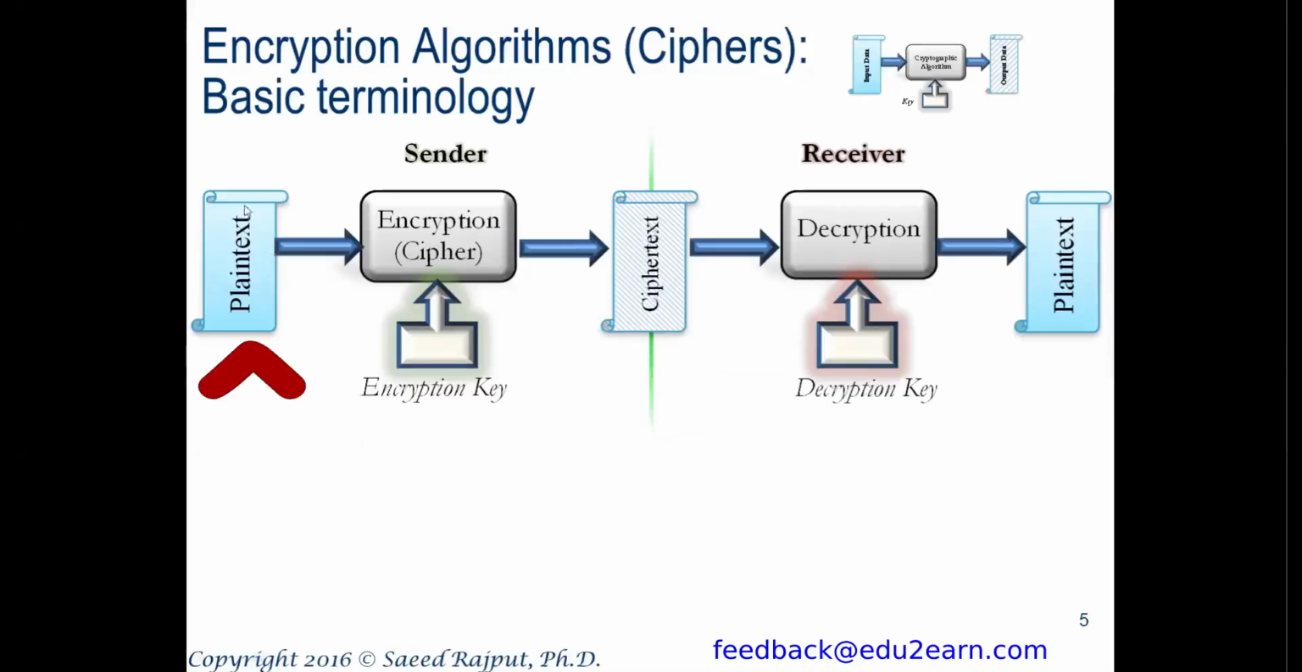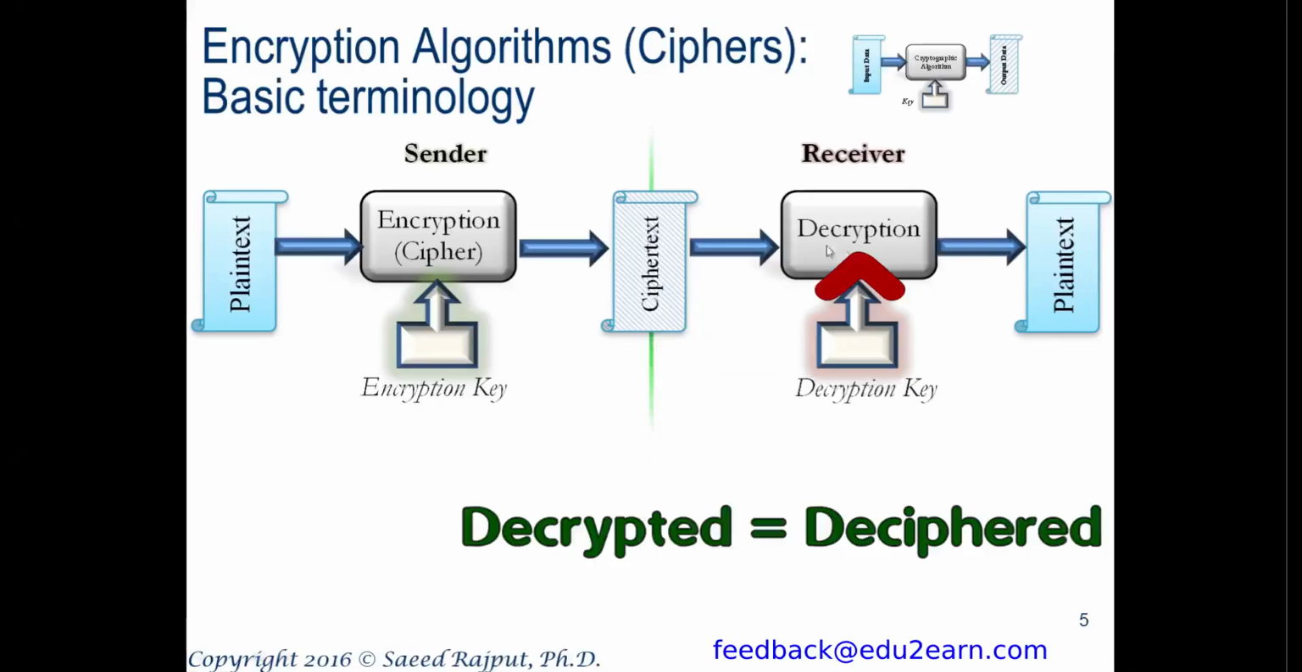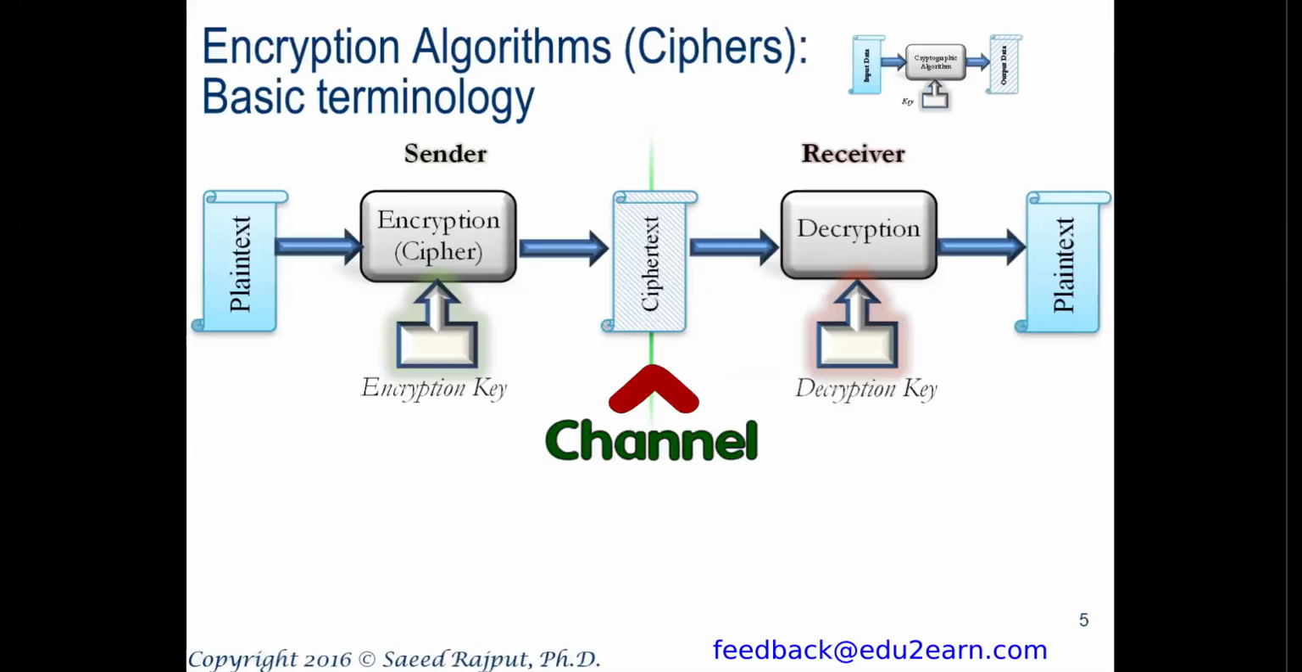So the sender takes the plain text and encrypts it using what is called an encryption algorithm or cipher, using an encryption key, and produces a ciphertext. That ciphertext on the receiver side will be decrypted or deciphered using a decryption key, and it will produce a plain text. This green line here represents the channel. Now it's going from one place to another place.